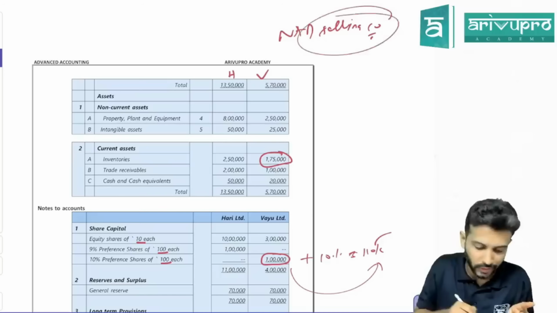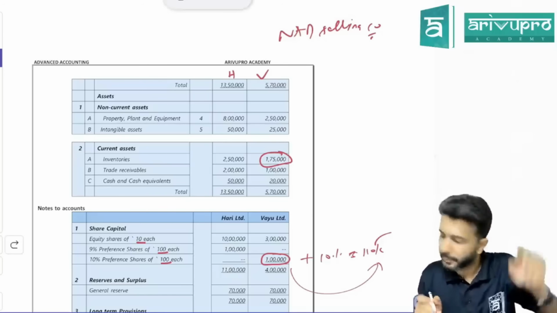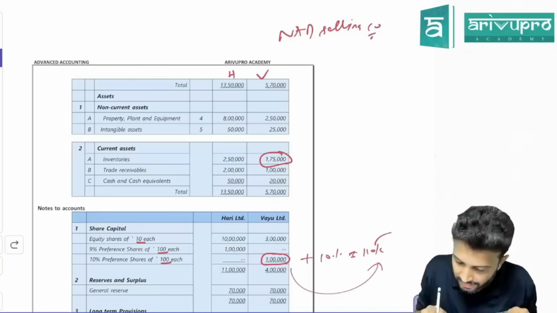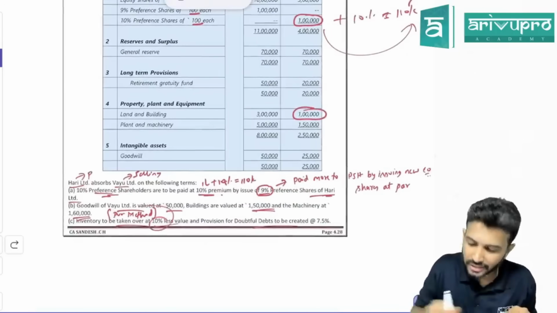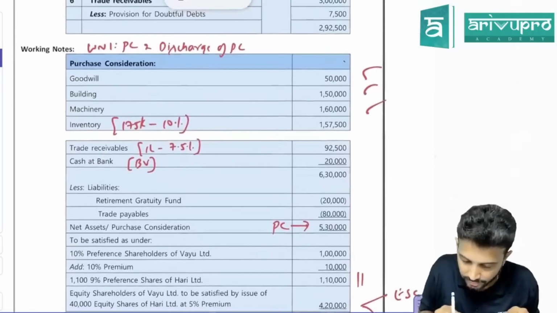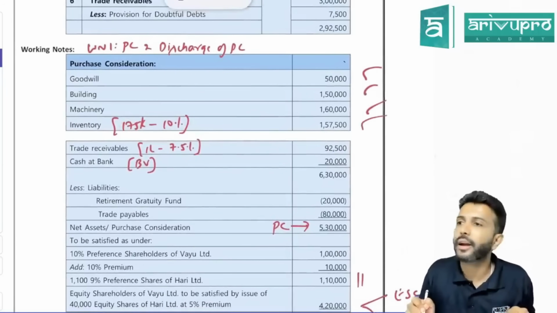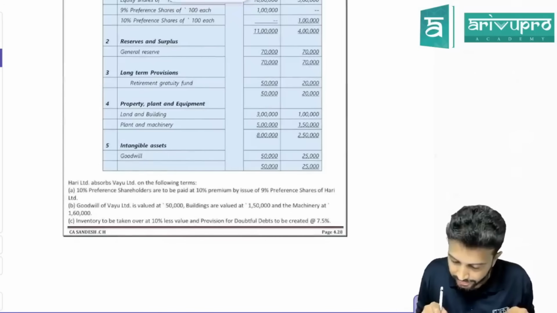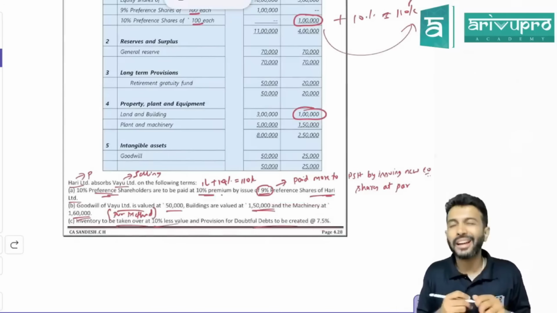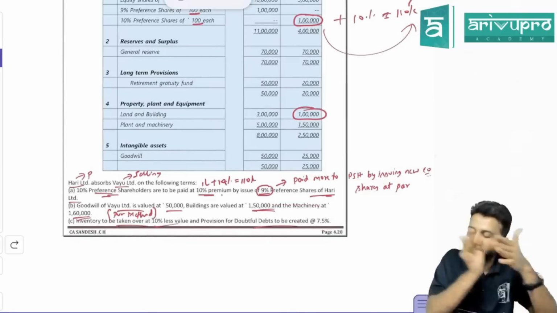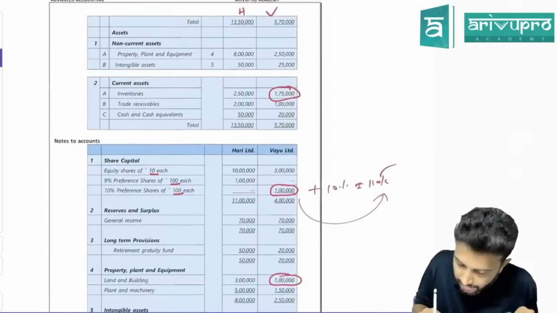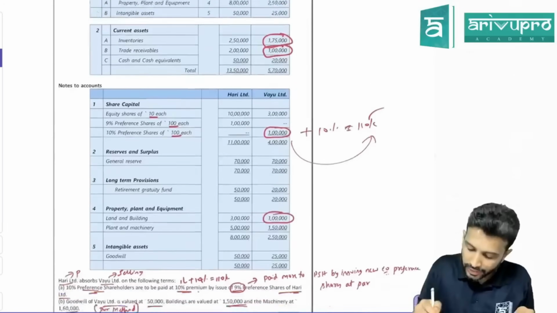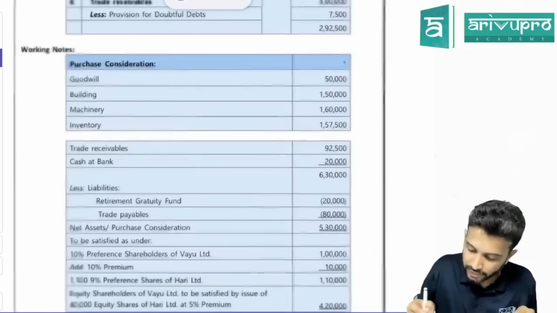Net assets here stands for net assets of the selling company. Correct? So how much is inventory of the selling company? 1,75,000. Is it taken over at 175 or 10% lesser? So 1,75,000 minus 10% you do. Correct? What about next? Debtors. Provision for doubtful debts, you have to make it at 7.5%. Means the debtor you're taking over at that value or lesser value? Lesser value. What is the debtor's value? 1 lakh. 1 lakh minus 7.5% you do. How much is that? 92,500.